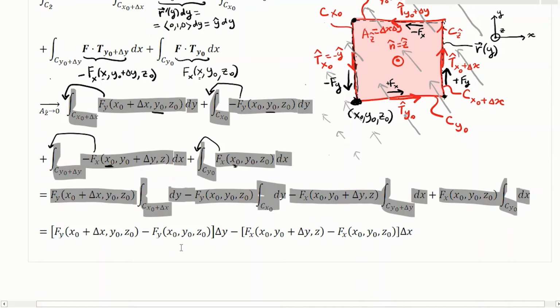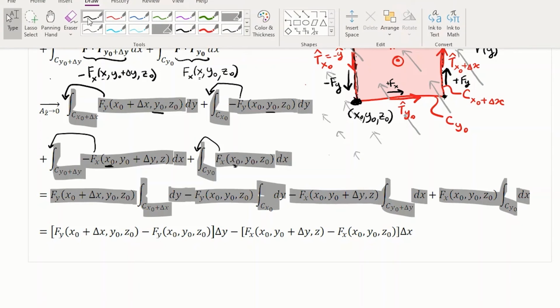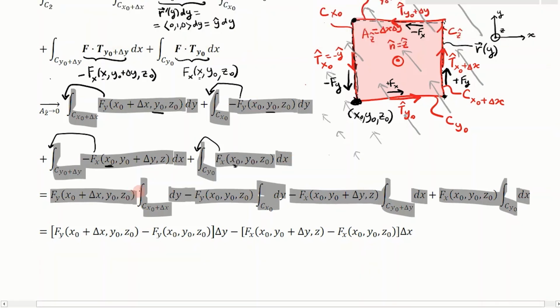So then in the next step, I evaluated what each of the integrals are. For example, this integral is the length of this contour. This length is equal to delta y.